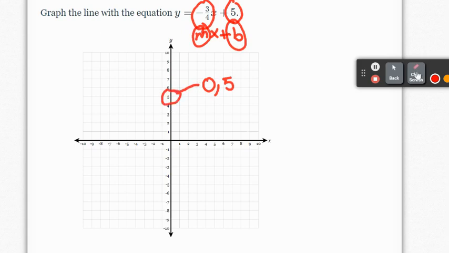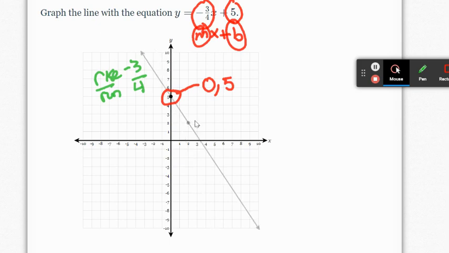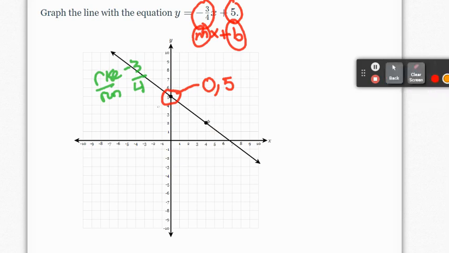And from there, we're going to rise down 3. So the rise is -3 over the run is 4. So that means we're going to go and click this 5 and then go down 1, 2, 3 spaces and then run 1, 2, 3, 4 spaces to the right. Notice the rise is always first and then you run to the right. So rise is actually a downward rise.